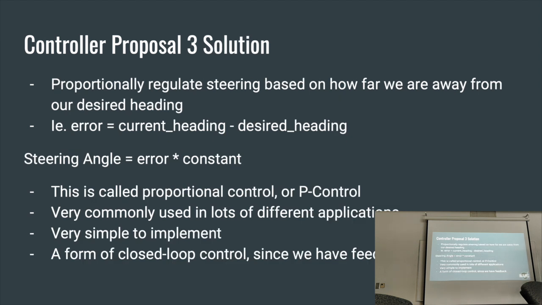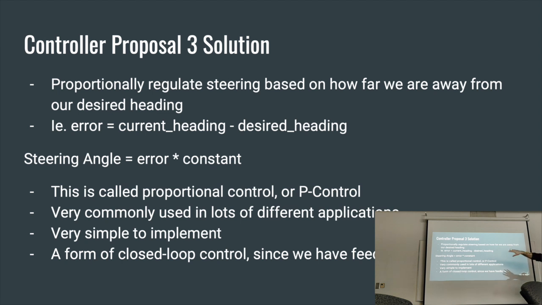So proportionally regulate the steering based on how far we are from our desired heading, right? If we're 180 degrees off, say we want to go completely backwards, we want to steer really hard. If we're 1 or 2 degrees off, we don't want to steer that hard. We want to steer a little bit. And that's the intuition behind what proportional control is, right?